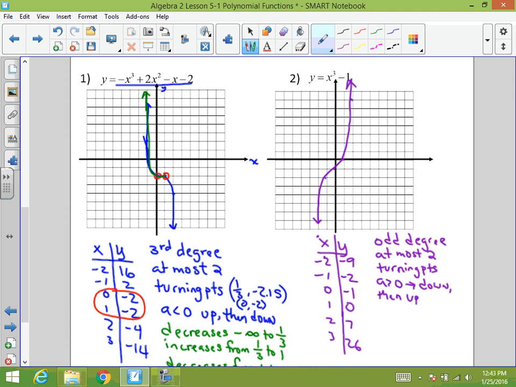Okay? There's no definitive turning points. A turning point means it has to be changing direction, and it really isn't changing direction. It's going up. It's just going up quickly, then it slows down going up, and then it goes up fast again. So there are no turning points. And it increases from negative infinity to infinity. So there we go. So that's graphing those.